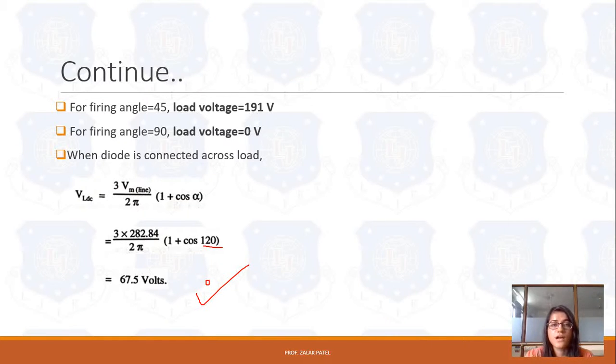So these are the two examples of full converter. There are also some more examples related to full converter that we will see in the next session.